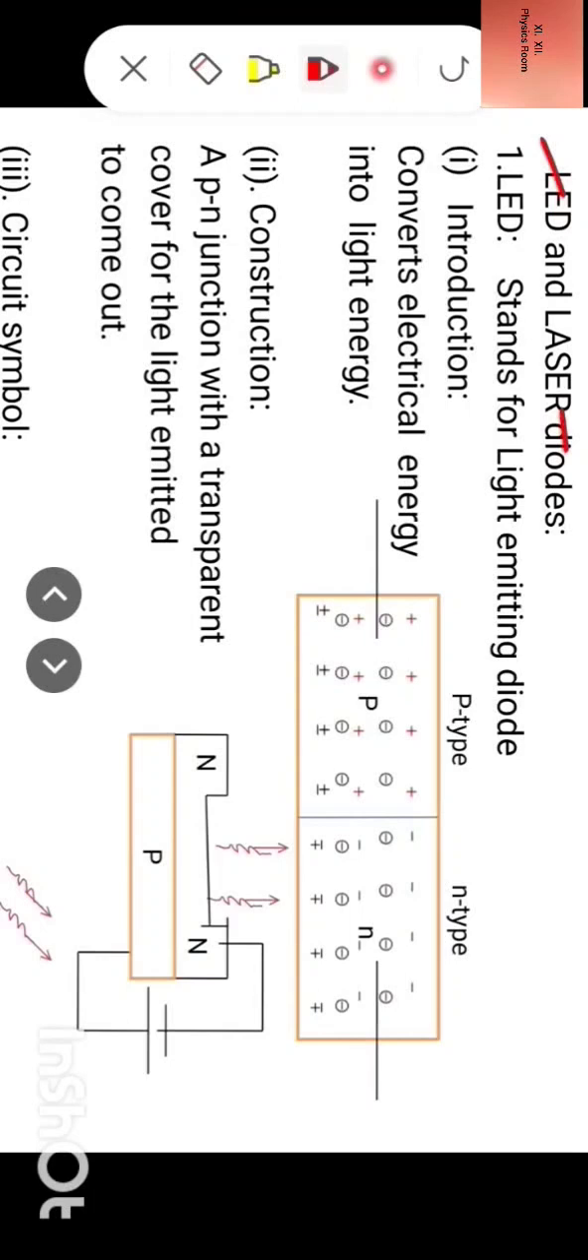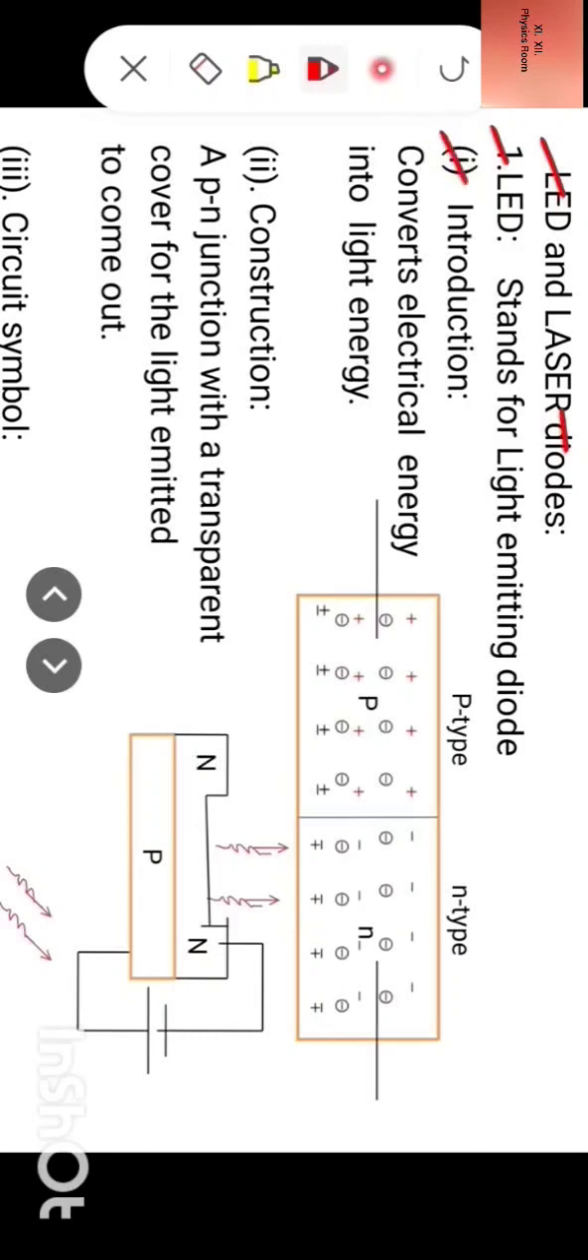Today's topic is LED and laser diodes. We take up one by one. First we take up LED. LED stands for light emitting diode. L for light, E for emitting, D for diode. Light emitting diode. In short form, we call it LED.